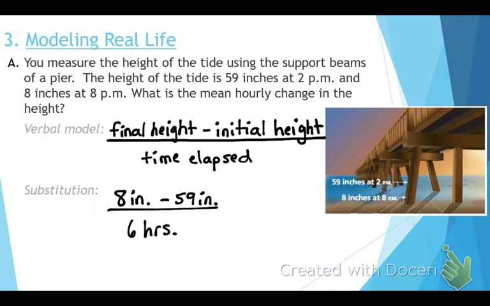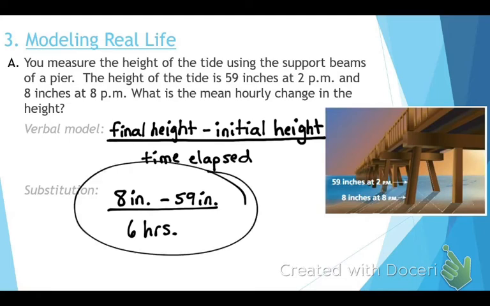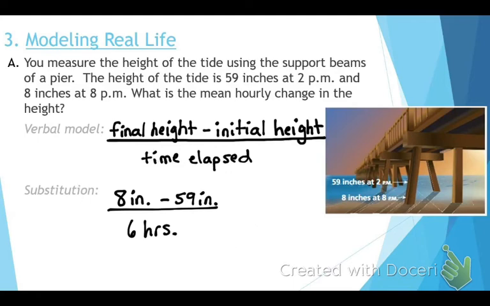So now we've plugged in, and we're going to use this to help us find our answer for the mean hourly change. First things first, let's start with the numerator. Is there any work to do in the numerator? Yes, I've got to subtract 8 minus 59. Same sign or different sign? Different sign. Subtract and take the sign of the larger number. What is 59 minus 8? 51. Take the sign of the larger number. Negative. It was a negative.